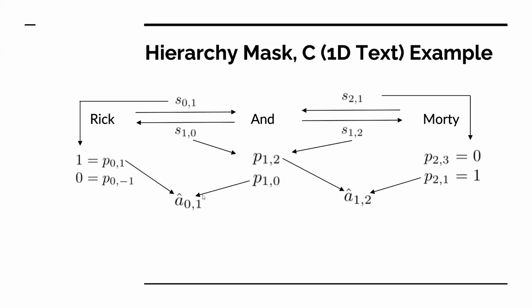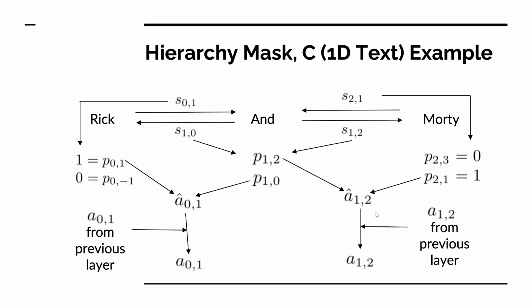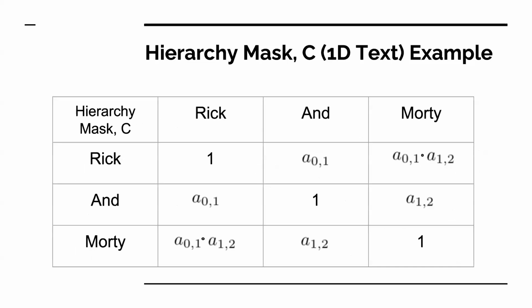Next, you're going to compute the neighboring affinity scores using the geometric mean, using the softmaxes you computed. And most importantly, you got to make sure these affinity scores are higher in subsequent layers by using the score from the previous layer, doing a weighted sum. And lastly, you got a hierarchy mask.